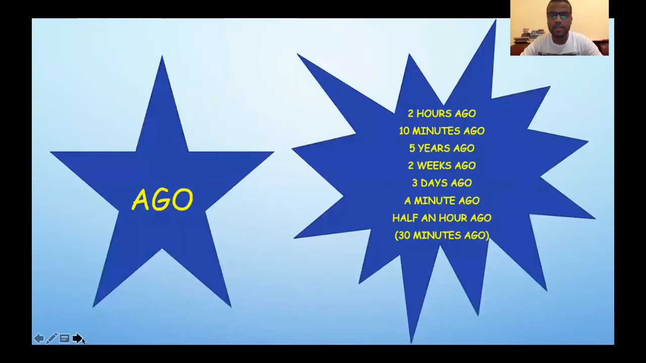Then we can use "ago". For example, we can say 2 hours ago, 10 minutes ago, 5 years ago, 2 weeks ago, 3 days ago, a minute ago, half an hour ago, or 30 minutes ago. These are also time expressions that refer to the simple past. Is this clear? Then we can move on.